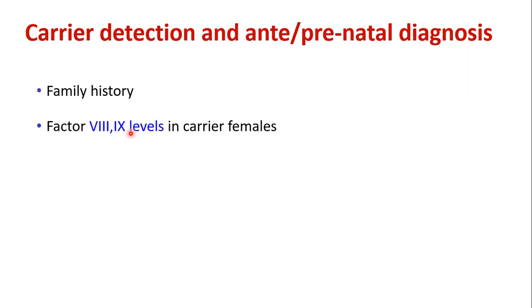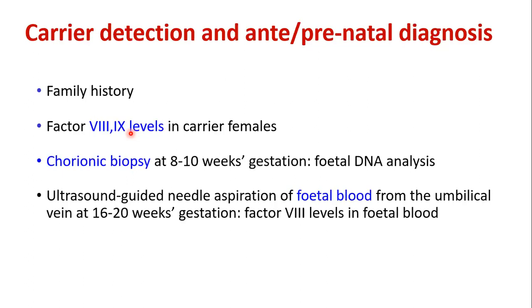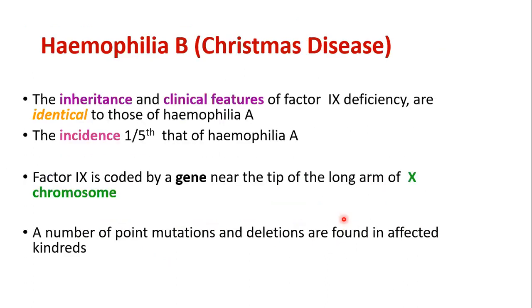One more important thing to keep in mind is that carrier detection and antenatal or prenatal diagnosis is important to prevent the child suffering. Family history, factor 8, factor 9 levels in the carrier females. Chorionic villi biopsy is another important test to do DNA studies and PCR, all those things. So usually you do chorionic biopsies, ultrasound guided needle aspiration, fetal blood from the umbilical veins. And then look for factor 8 assay levels in fetal blood also. These are all screening tests.